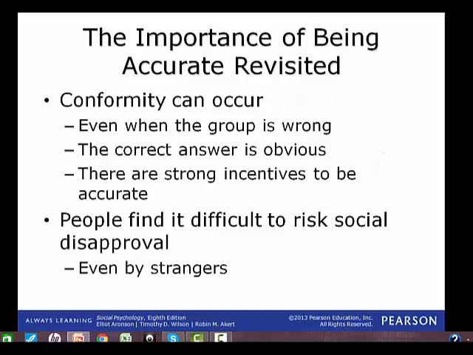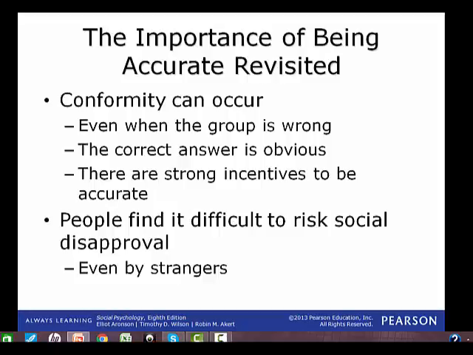Okay? Conformity can occur even when the group is wrong, even when the answer is obvious, and even when there are strong incentives to be accurate. That is so crazy, right? Think about this. We are conforming to other people sometimes, even when it is obvious that we know the correct answer and everyone else is giving the wrong answer. With the Asch line study, it's a really easy task. In fact, people got it right almost 100% of the time when they were by themselves. So then why would they conform on an easy task with an obvious correct answer, and even if it's important not to make a mistake or not to get the wrong answer?